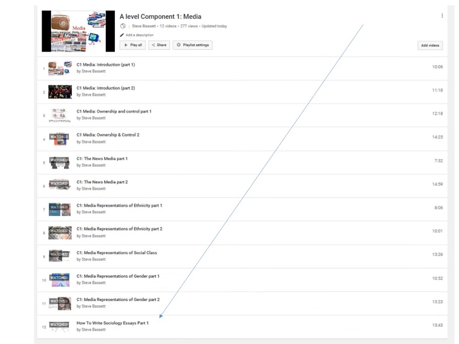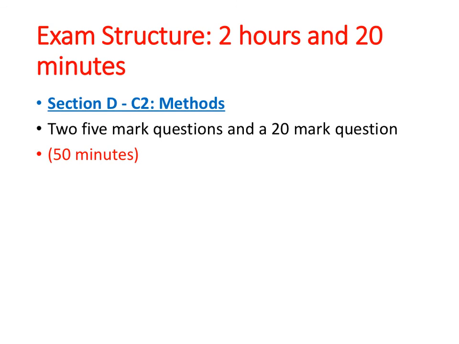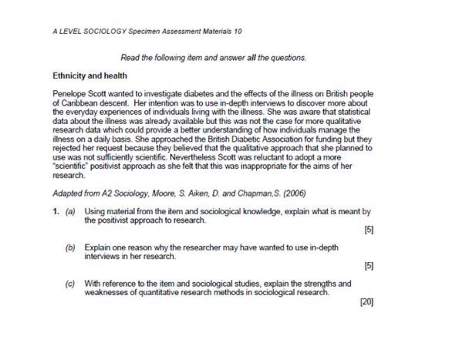Now, the final section of the end of year exam covers the methods topic, and here you'll have 2 5-mark questions and a 20-mark question, and you'll need to spend about 50 minutes of the exam on these questions. Here we can see the layout for this particular section of the exam, so there's a bit of text to read, and generally this will be a summary of a piece of sociological research, and then there are these 2 5-mark questions and a 20-mark question.